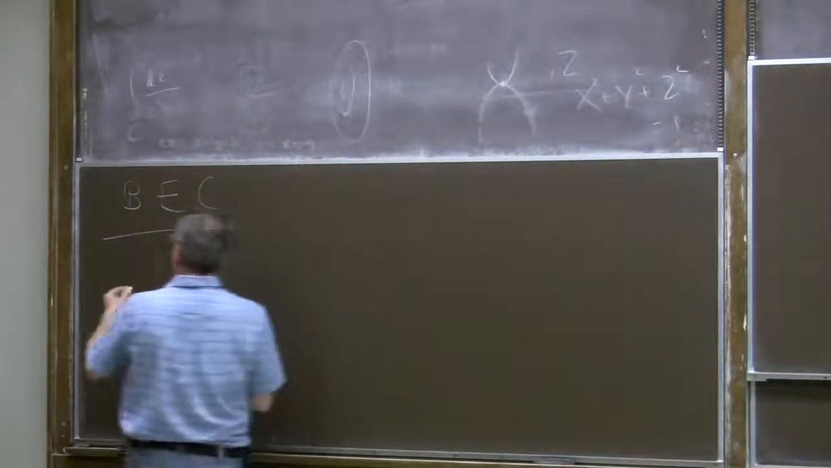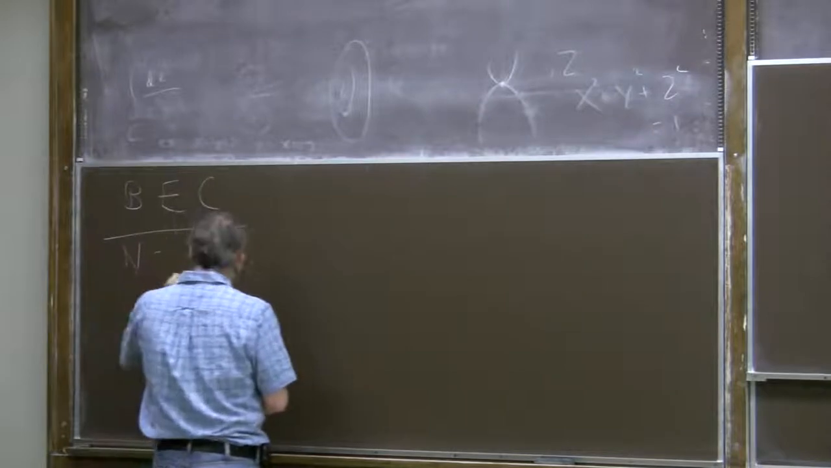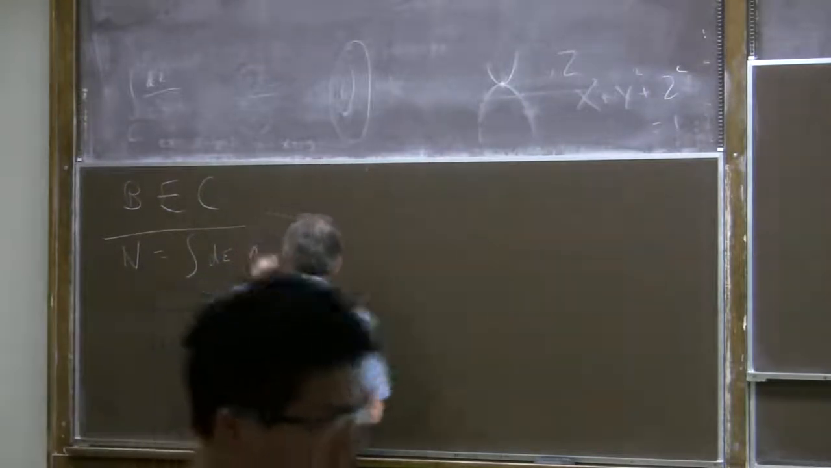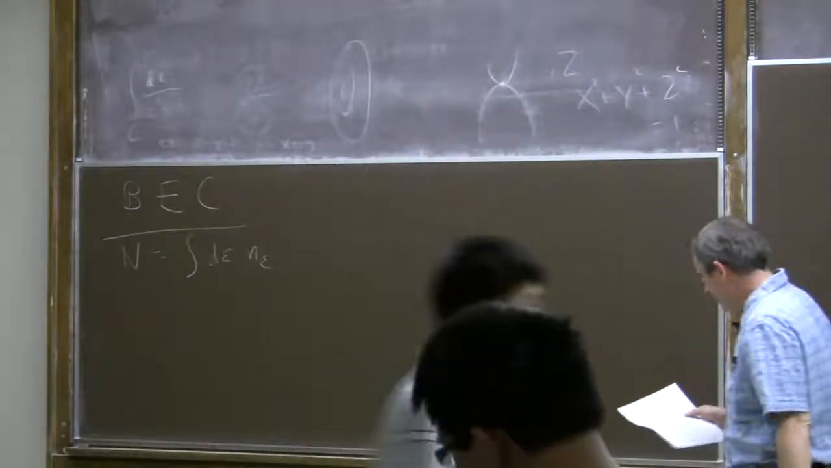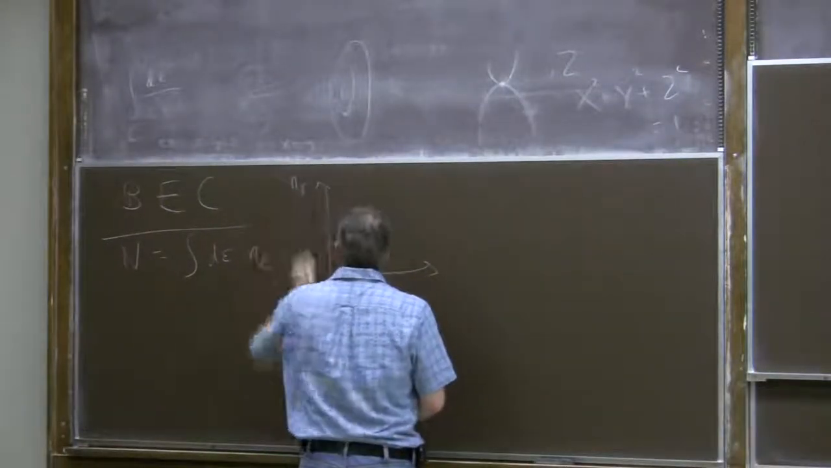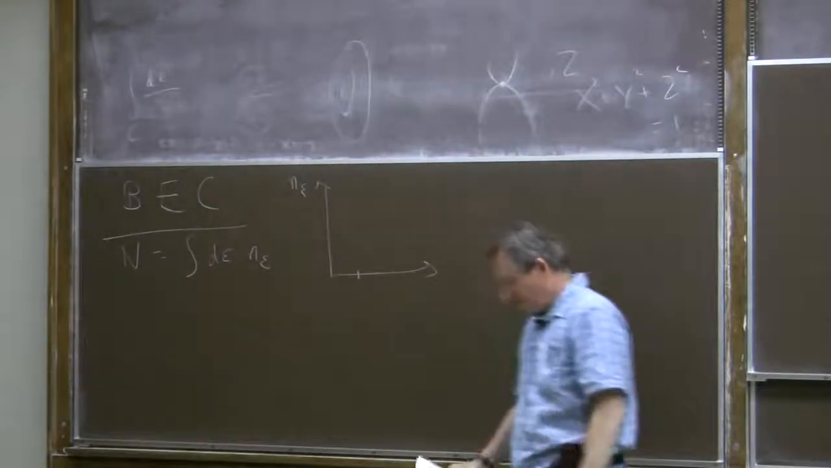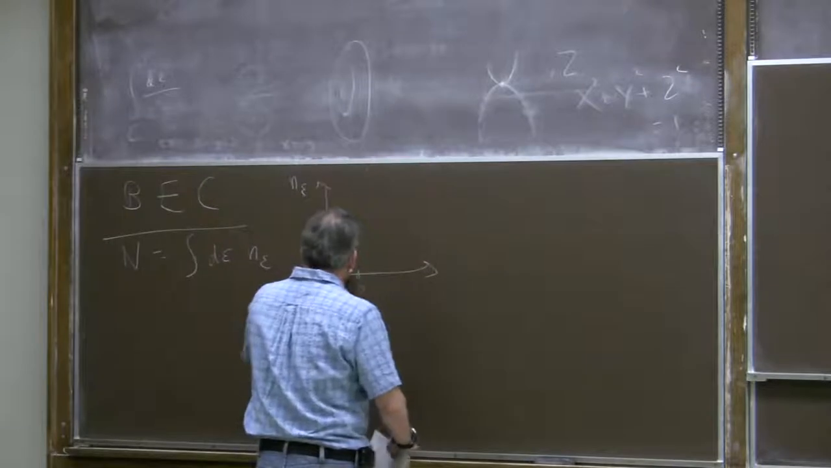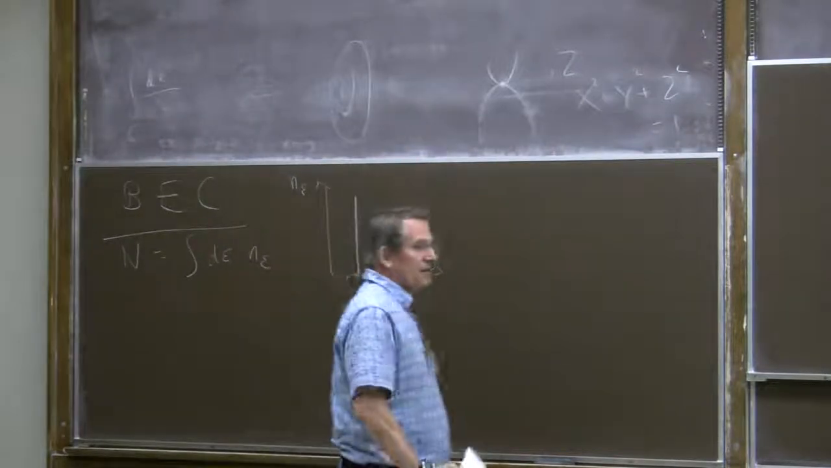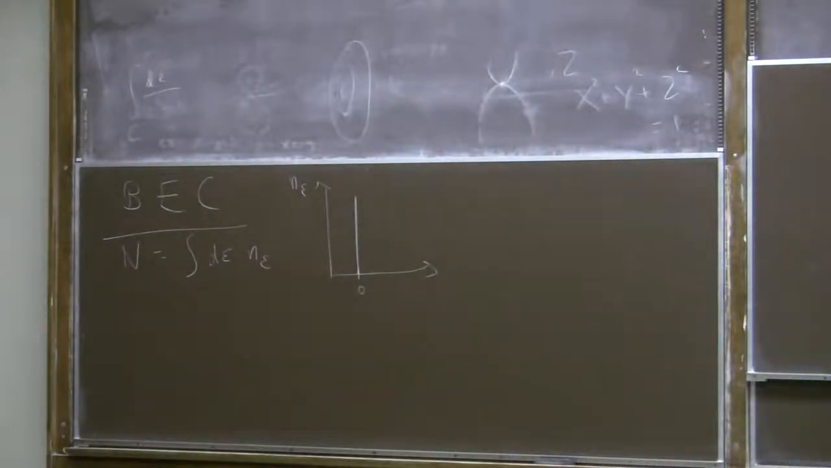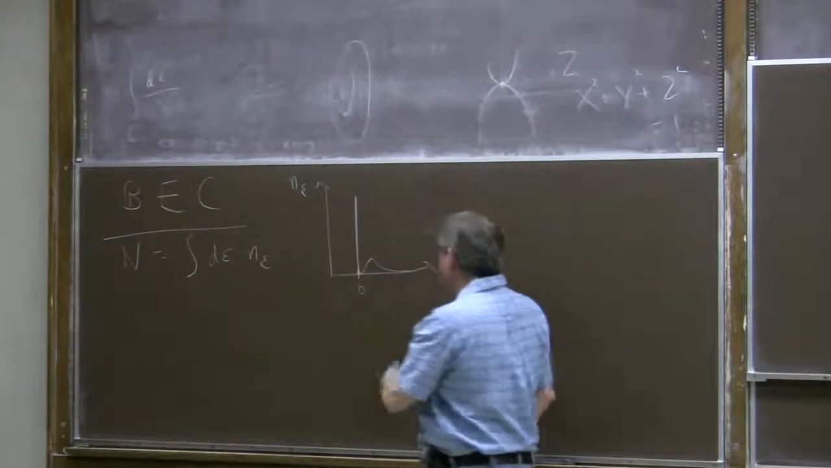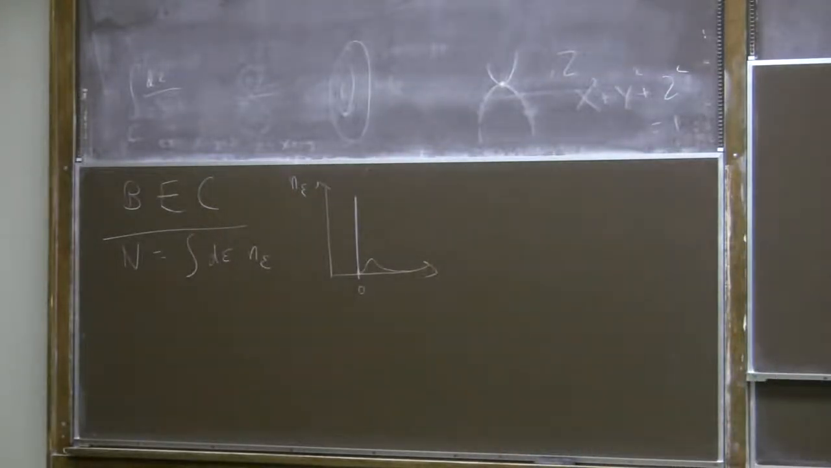So if we wrote the total particle number, capital N, as the integral over energy of some particle density per unit of energy n sub e, and if by convention we say the ground state orbital is at zero energy, then in a BEC the particle density per unit energy has a delta function spike at the ground state orbital, and then a distribution smoothly varying for all the excited orbitals.